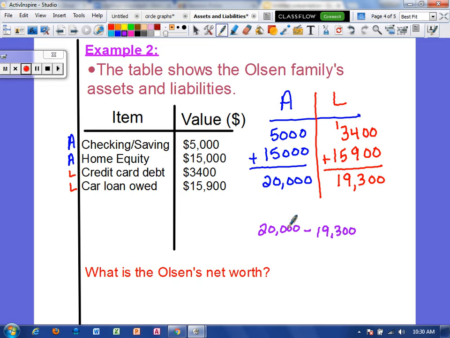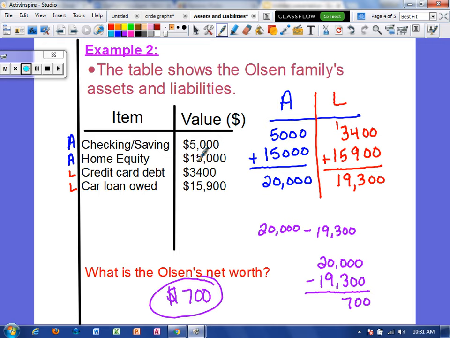Now again, for net worth, we are going to take the assets, so $20,000, subtract the liabilities, $19,300. As you can see, the assets are greater, so they are going to have a positive net worth. So we get to just do normal subtraction. 20,000 minus 19,300. Go ahead and pause the video and take a moment to subtract that out on your own. All right, and when you have that calculated, you should get 700. So the Olsons' net worth is a positive $700.